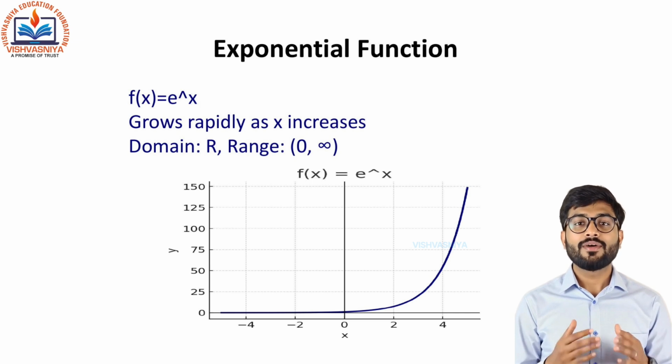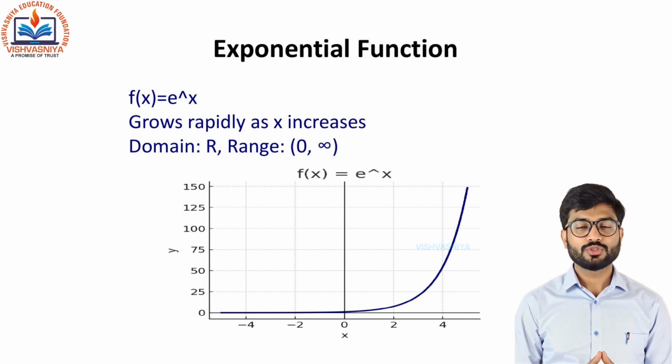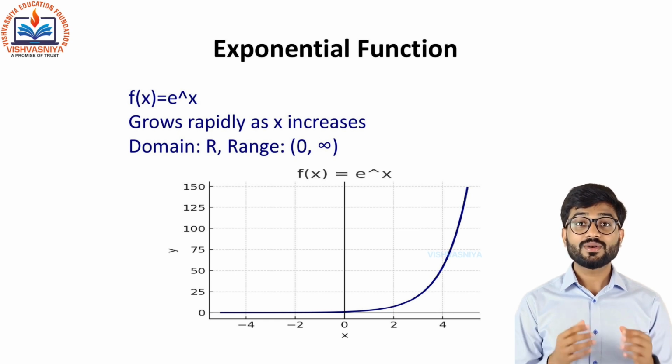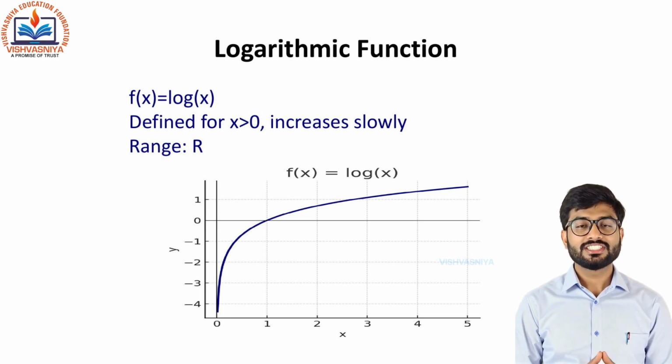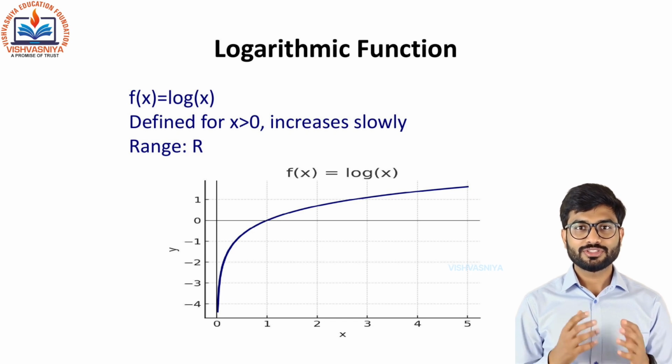The exponential function f(x) is equal to e raised to the power x. It grows very rapidly as x increases. Domain all real numbers, range greater than 0. The logarithmic function f(x) is equal to log of x. It increases slowly and is defined only when x is positive. Its range covers all real numbers.